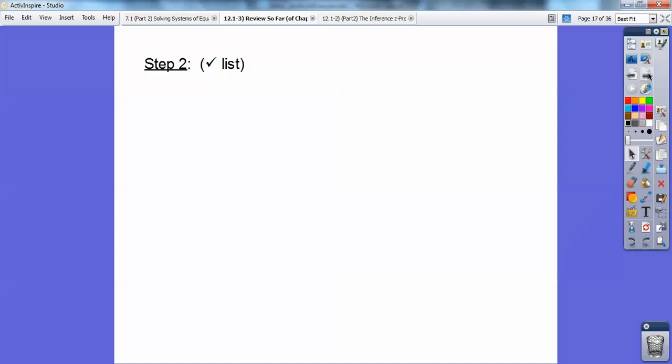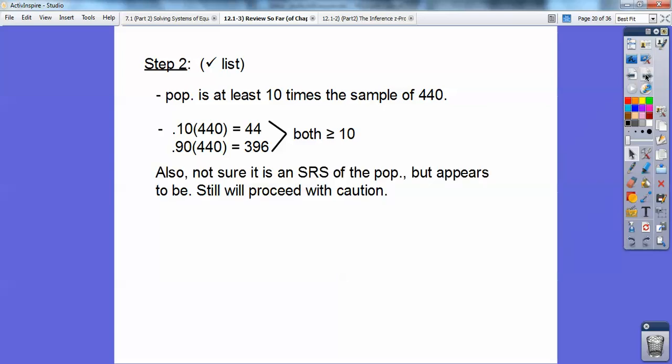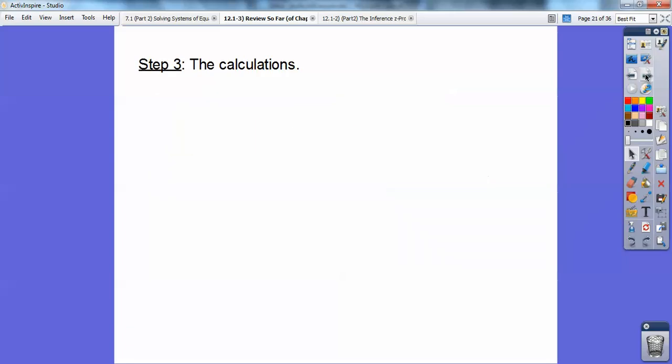Okay, so here's our checklist. We've got to check off that all these conditions are met. So the population is at least 10 times the sample, obviously, and those conditions are met. Your proportion times your sample size is greater than or equal to 10, and the complement times the sample size is also greater than or equal to 10. Also, we're not sure if it's an SRS, but it appears to be, so we're going to go ahead and proceed with some caution. It's always safe to say that.